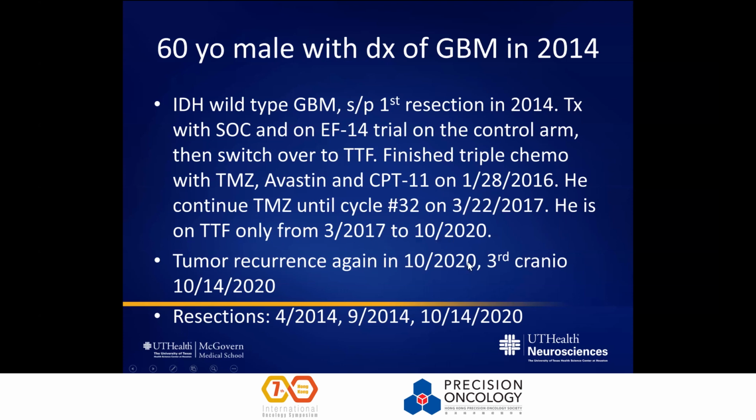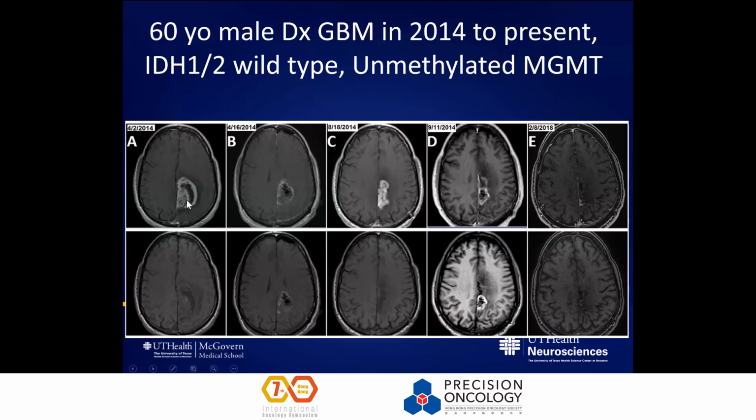He had a disease progression the third time. That's October of this year. And he had a surgery October 14th of this year. He did well after the third surgery. So this is the MRI. So you can see the left parietal, posterior frontal parietal. He actually presented neurologically with Gerstmann syndrome.